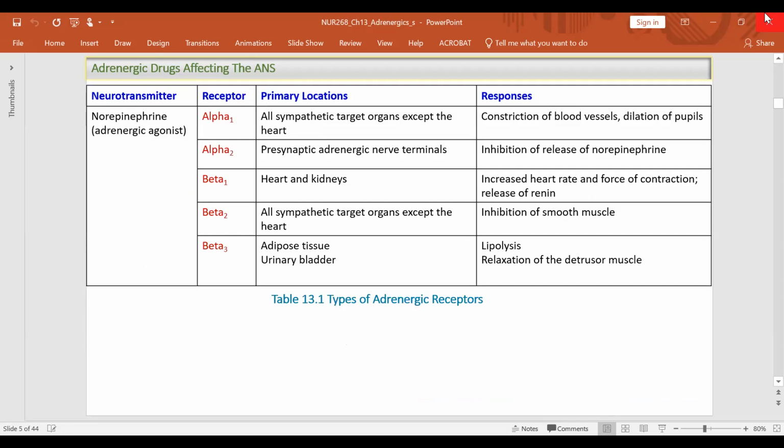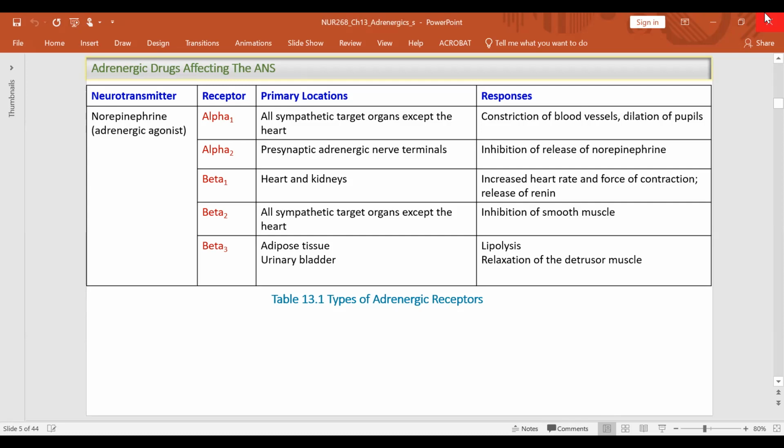So these are different types of receptors in which the neurotransmitter like norepinephrine will bind to alpha 1, alpha 2, beta 1, beta 2, or even beta 3. The primary location of each receptor, where it's located, and then the response when the norepinephrine binds to these receptors. So norepi binding to alpha 1 will result in constriction of blood vessels, vasoconstriction, and dilatation of pupils, mydriasis.